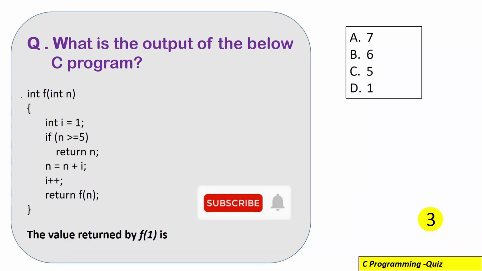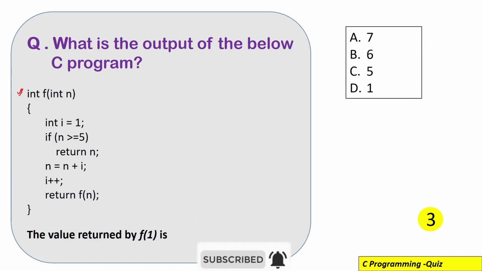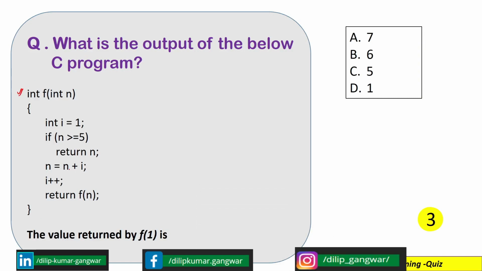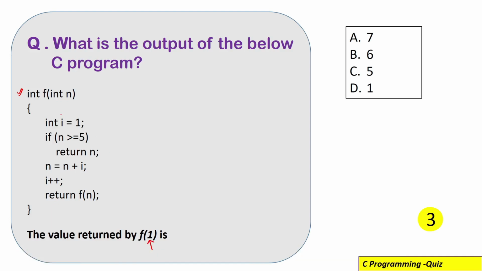So we are given a code and here is our one function, and what we have to do is tell the output of this C program, right? So the question is, when this function is called with this argument, that is 1, what will be the output given by this function?